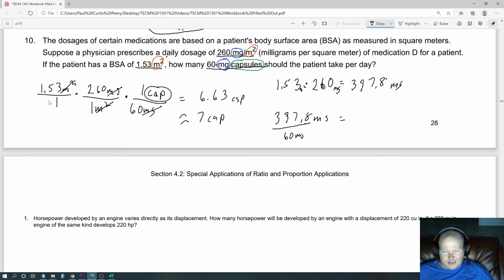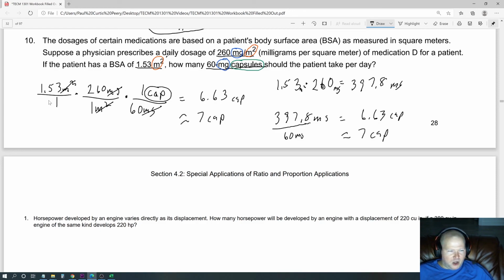This is if you want to do it step by step like this, and not all at once. Hopefully this logic makes sense so far. That will give me 6.63, and of course that is capsules. You can just not focus so much on the units in this way. And of course that does give you approximately 7 capsules.